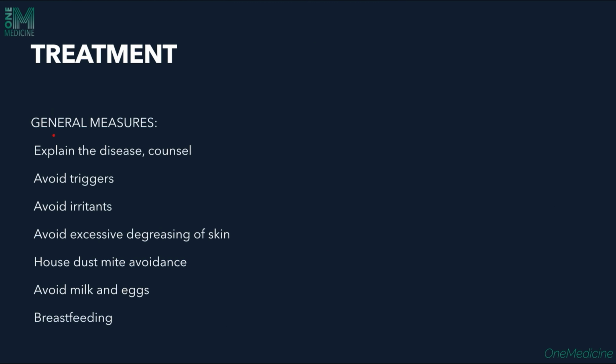The treatment options include general measures. The parents of the patient have to be explained about the disease and counseled. Avoidance of triggers is very important. Any allergen that can trigger the disease has to be avoided. Irritants like woolen clothes and certain chemicals have to be avoided. Excessive degreasing of the skin has to be avoided, and mild cleansing lotions have to be used. House dust mite avoidance, and milk and eggs, which are said to be allergens, have to be avoided. Breastfeeding is encouraged because it is said that it will decrease the inflammation and the allergic response.